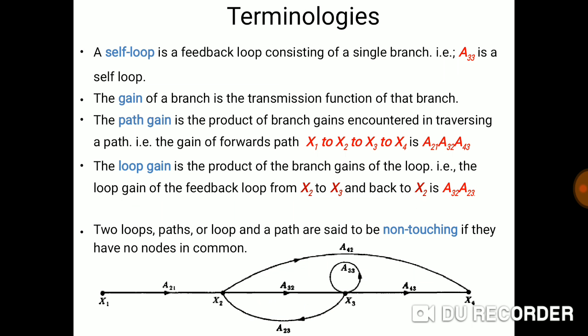Now we'll discuss some extra terminologies. A self loop is a feedback loop consisting of a single branch, that is a33 is a self loop. Self loop means the starting and ending point is the same node. The gain of a branch is the transmission function of that branch. As discussed, for the self loop a33, it is the transfer function, the gain of that particular branch.